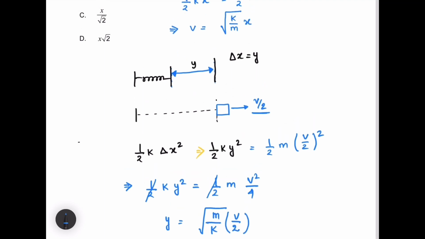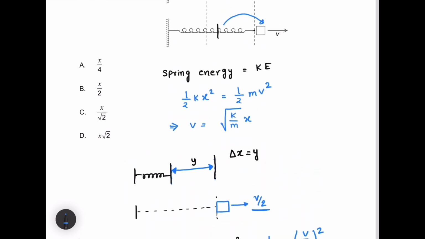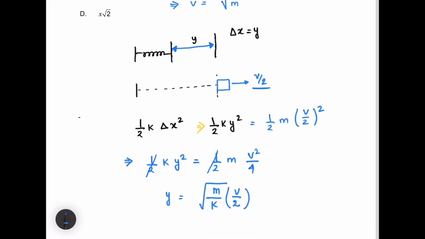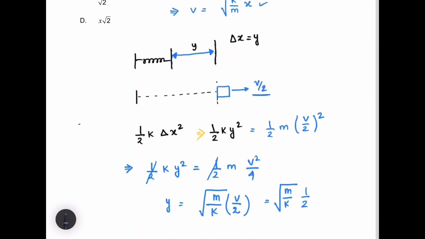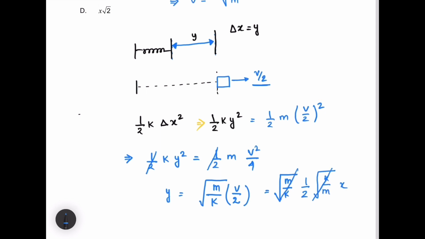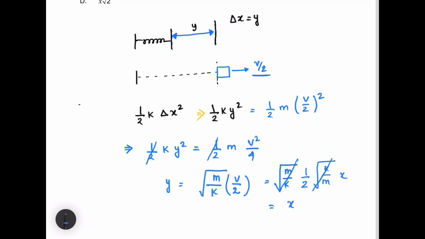Now what is v by 2? We calculated v to be this. So v by 2 would be equal to the square root of m by k, times v by 2, which is 1 by 2 times the square root of k by m into x, right? So cut this and this. So that means this will be equal to x by 2.